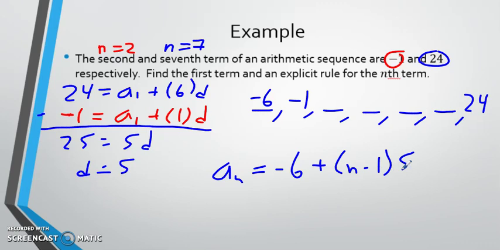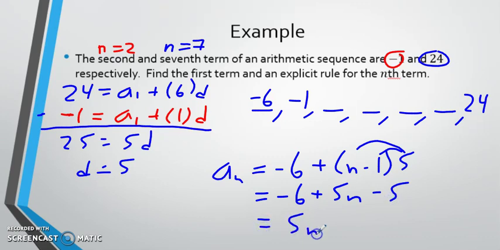And then if we did a little bit of distributing and cleaning up, I could distribute 5 times n and 5 times negative 1. So that would be plus 5n minus 5. And then I can combine the like terms and get that this is 5n minus 11. So those are both honestly good ways of writing your final answer, the first line that I wrote. But this one seems a little bit nicer and more condensed here.